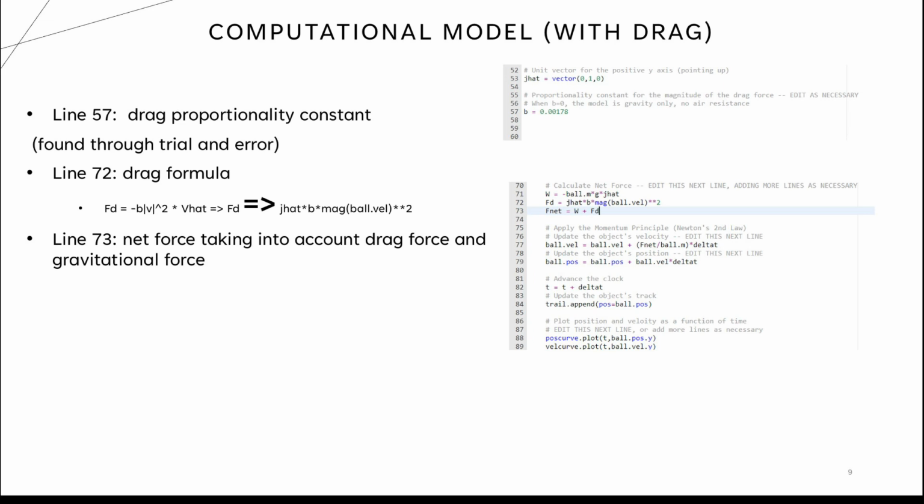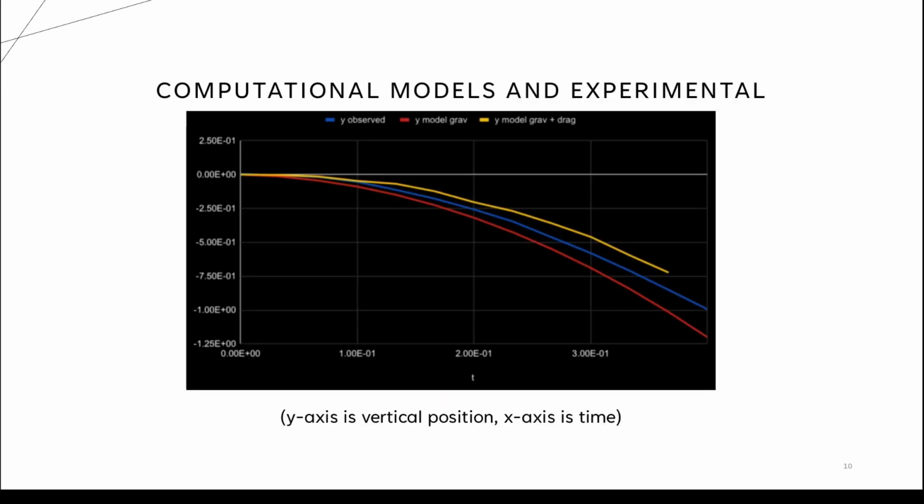Then for the model with drag force, we had the same things as in the previous slide. However, on line 57, we had the drag proportionality constant instead of 0. And this was found through trial and error from the data gotten from the Tracker application. And then in line 72, we have the drag formula, which you can see here. And then line 73, which is the net force, now takes into account the drag force in addition to the gravitational force.